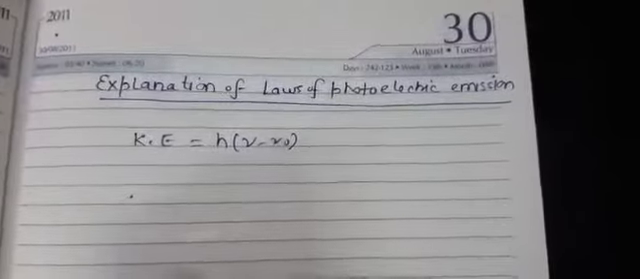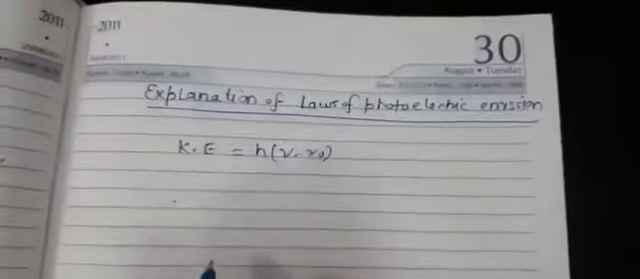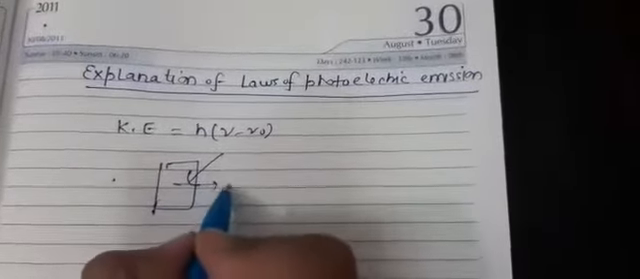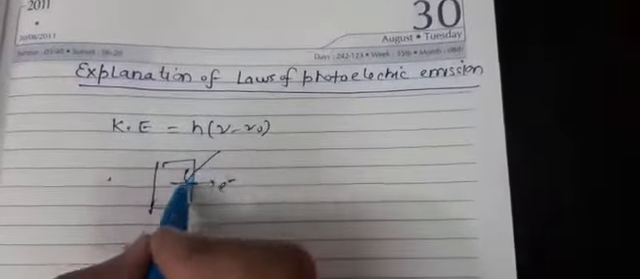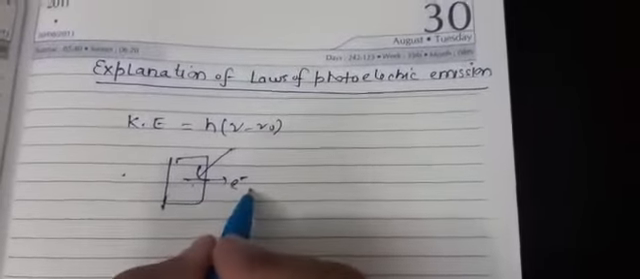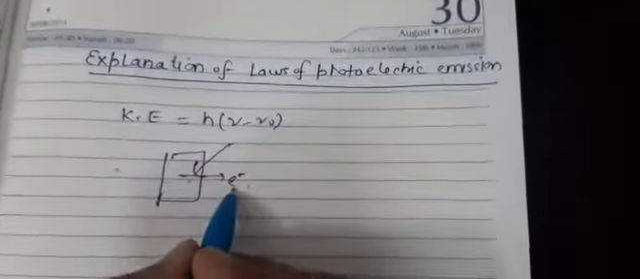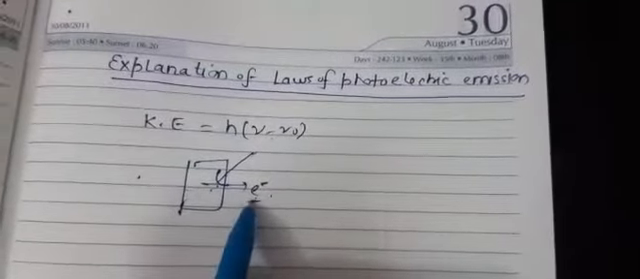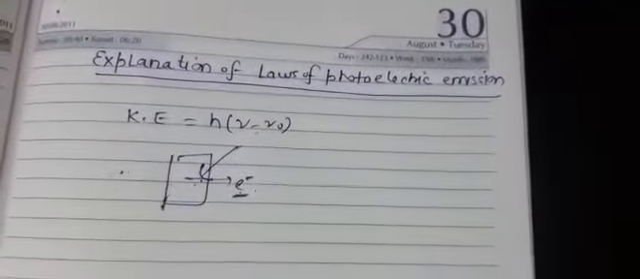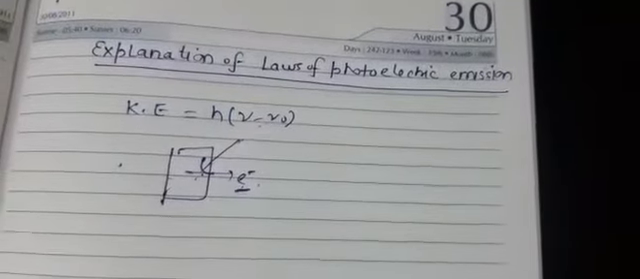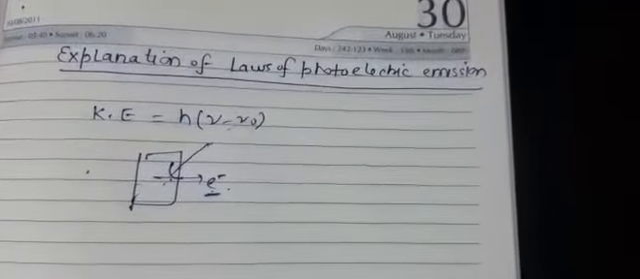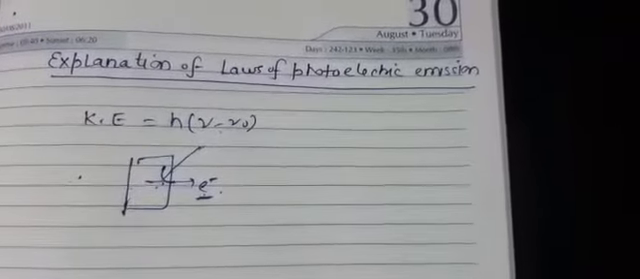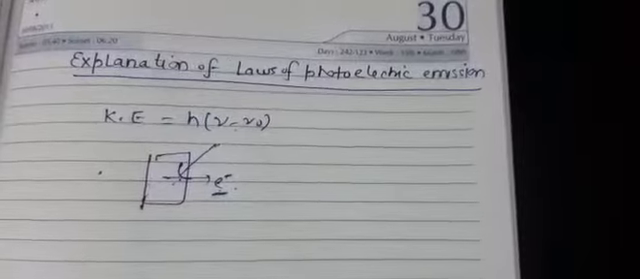This was our first law of photoelectric emission: when a photon is incident over the surface, the electron is emitted out. The more the number of photons, the more the number of electrons ejected out. It means if we increase the intensity of incident radiation, the number of photoelectrons also increases. So you can say the number of photoelectrons emitted is directly proportional to intensity, or the photoelectric current is directly proportional to the intensity of radiation. This is the first law.